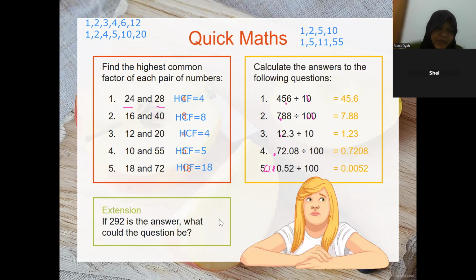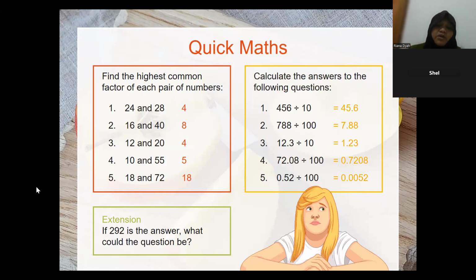Okay. If 292 is the answer, what could the question be? Maybe you can make the question like 2,920 divided by 10, like that, for example. Okay? All right. Next, we continue again to converting percentage to fraction.